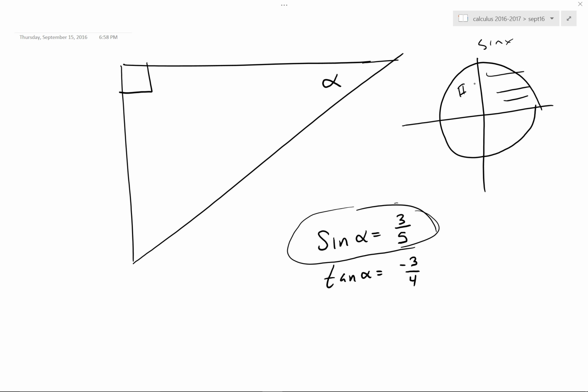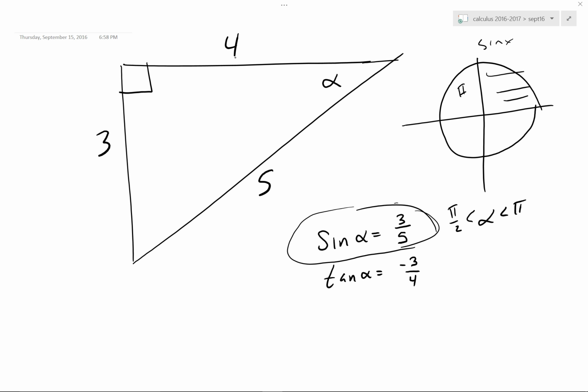But so I check myself, is tangent negative over there? It is. So we are in quadrant 2, and that just says that alpha is somewhere between pi over 2 and pi. Here's my question to you. From what you know, what's the sine? Well, it's 3/5. The tangent is opposite over adjacent, so there it is.